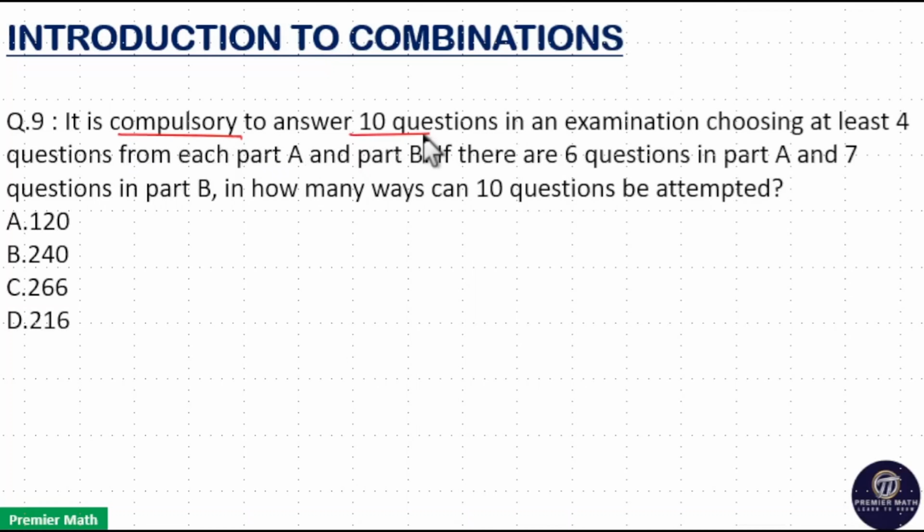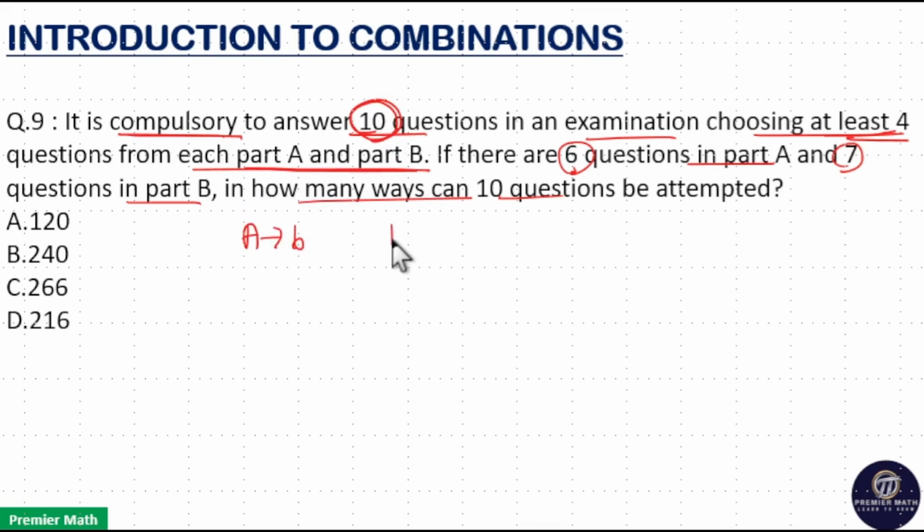It is compulsory to answer 10 questions in an examination, choosing at least 4 questions from each part A and B. If there are 6 questions in part A and 7 questions in part B, in how many ways can 10 questions be attempted? Here, choosing 10 questions is compulsory, and you can choose these 10 questions from part A or part B. Part A contains 6 questions and part B contains 7 questions. Here, at least 4 is a condition, so at least 4 is mandatory, which means you should choose a minimum of 4. Or you can choose 5 or a maximum of 6 questions.